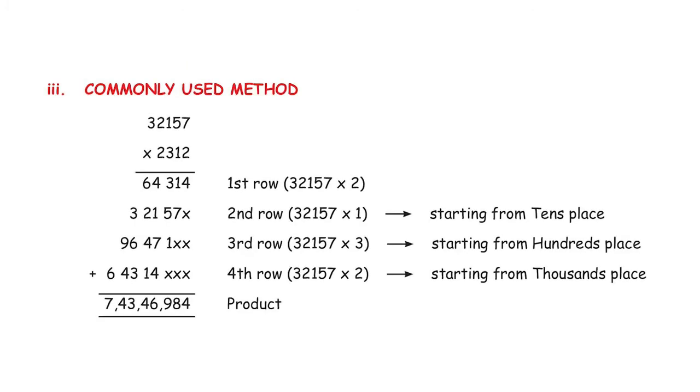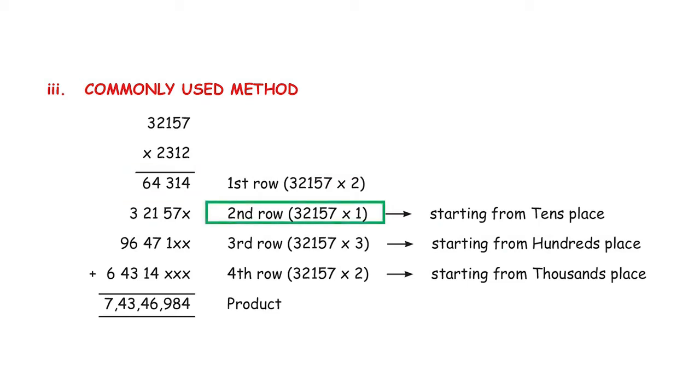Let's look at another method and try solving this question. This is a commonly used method. Have a look at that. How do you solve this question? 32157 into 2312. So the first step is, to get the first row, you need to multiply 32157 into 2. The 2 from the ones place. You get the first row, 64314. You go to the second row.